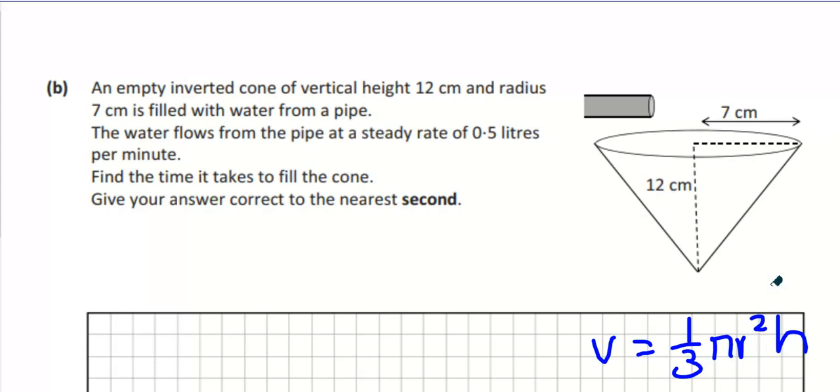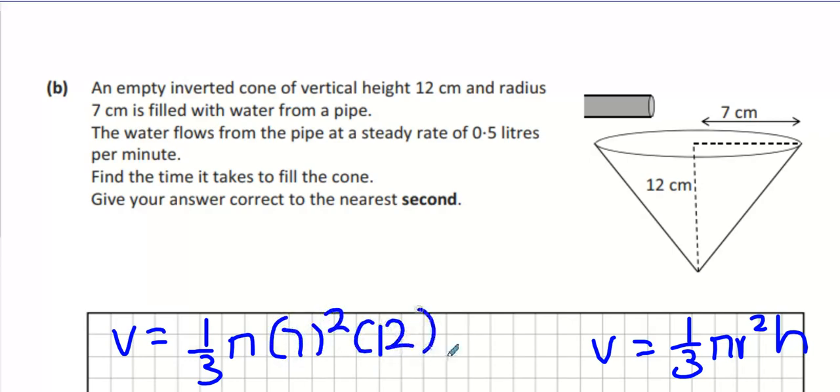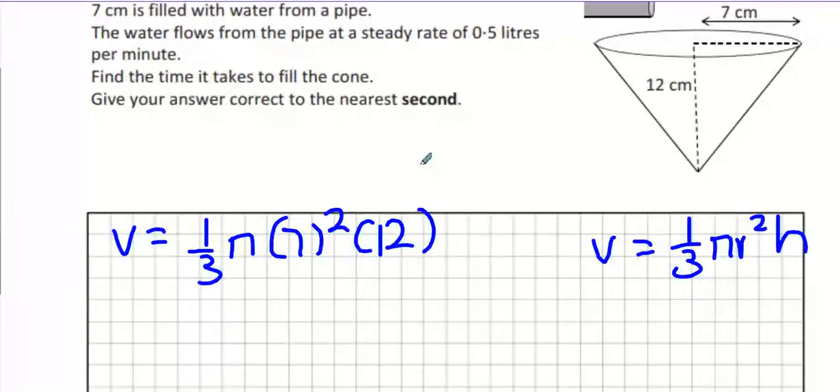Okay. Find the time it takes to fill up the full cone. Let's find how much the cone can take. So how do you do that, lads? How do you find out how much the cone can take? Anybody? 1/3, yeah. Pi. What else? 7 squared and 12. Into the calculator with it. What do you get?